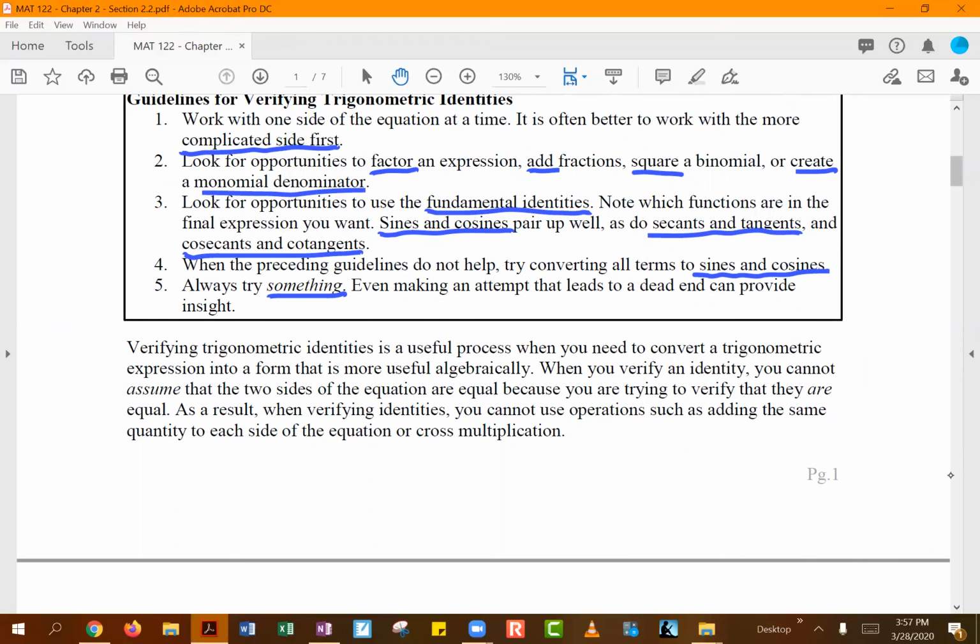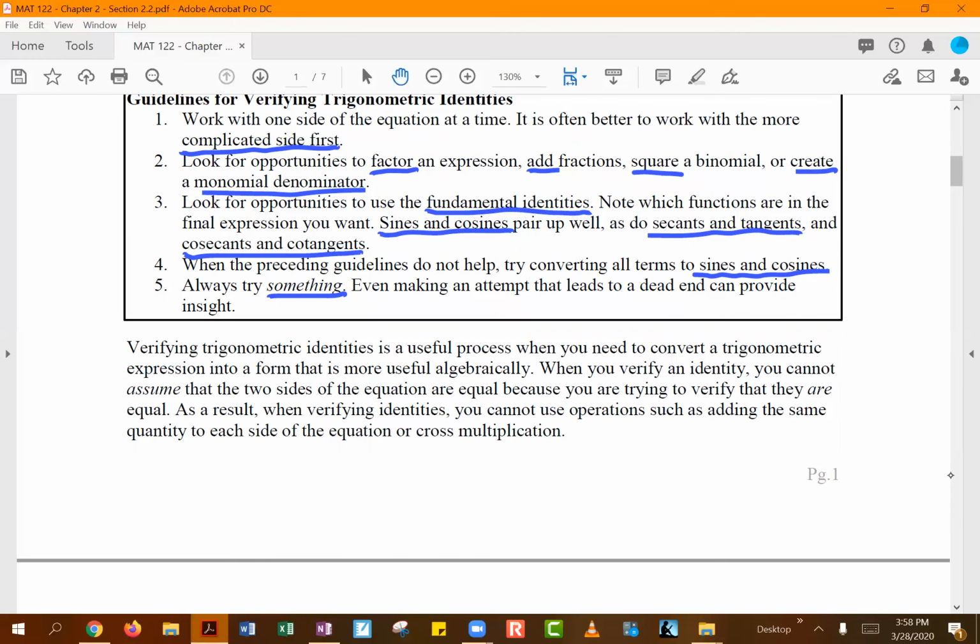Okay, so this last paragraph here is talking about, again, verifying your trig identities as a useful process. Basically, when you're trying to convert a trigonometric expression into a form where it may be more useful to bring one of your algebra concepts in. So if you are able to convert it into an expression where we can then use algebra to solve it, then that might be something you want to look at.